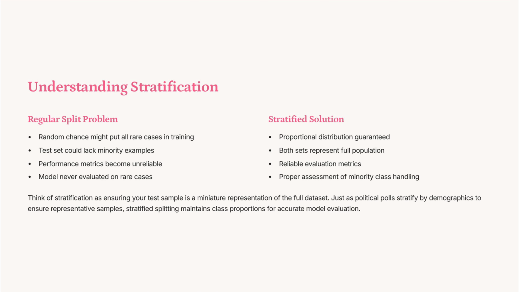Stratification addresses the issue of random splits potentially excluding minority cases from the test set, leading to unreliable performance metrics. By ensuring proportional distribution, both training and test sets represent the full population, allowing for reliable evaluation metrics and proper assessment of minority class handling. Think of it as creating a miniature representation of the full dataset.